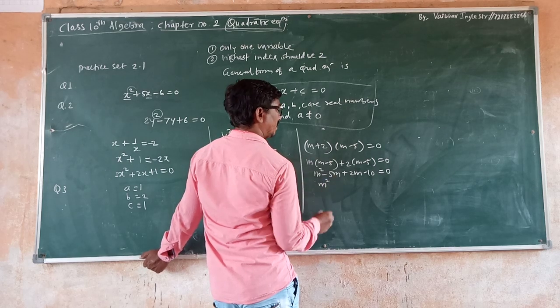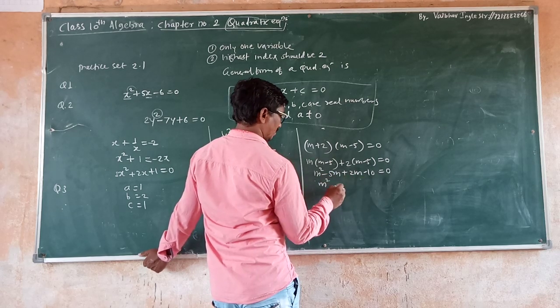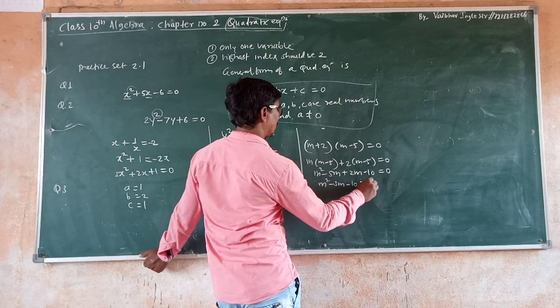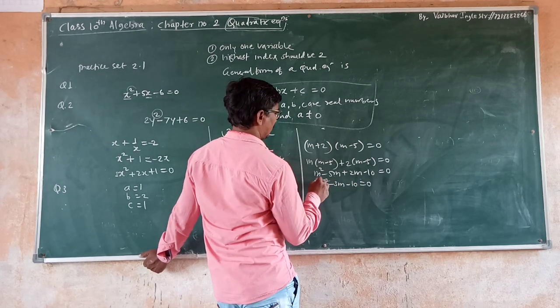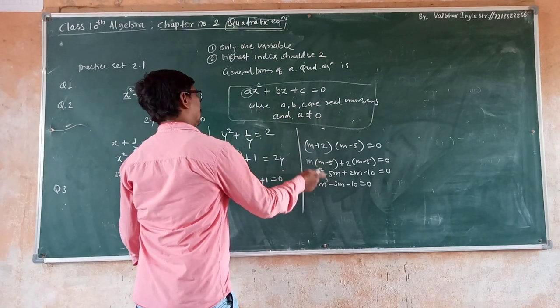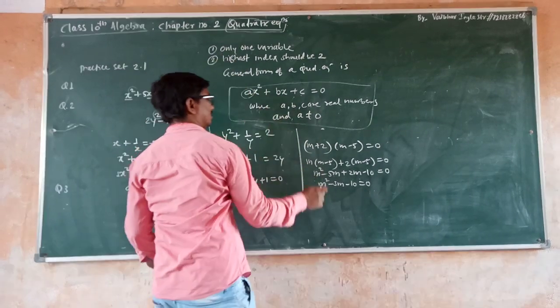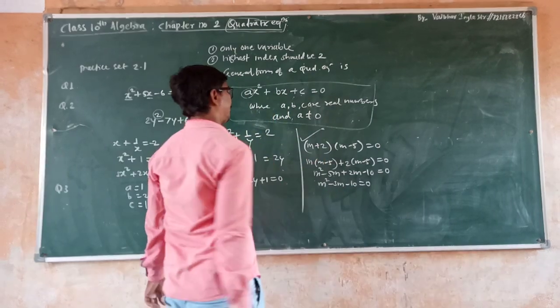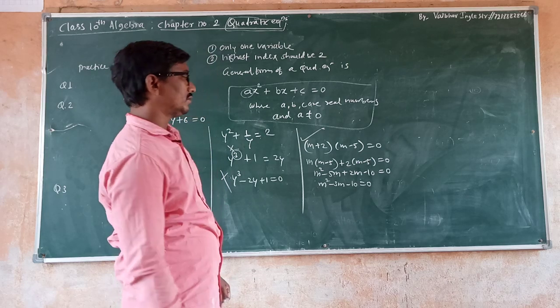So this can be written as m square, minus 5m plus 2m will be minus 3m, minus 10 equals 0, and this is the same as the general form of a quadratic equation, which satisfies both the conditions for the quadratic equation. So this is a quadratic equation. Okay, understood?